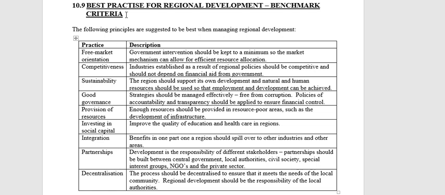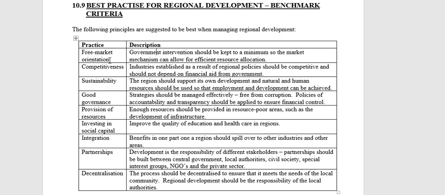So the topic here is best practice for regional development. What is the benchmark criteria? What are the criteria, the principles that we are going to measure our policies against to see how favorably it compares to international best practice? First of all, the principles are these ones in the first column: free market orientation, competitiveness, sustainability, good governance, provision of resources, investing in social capital, integration, partnerships, and then decentralization. These are the principles. And then what do they mean?